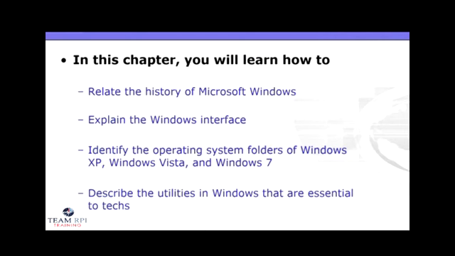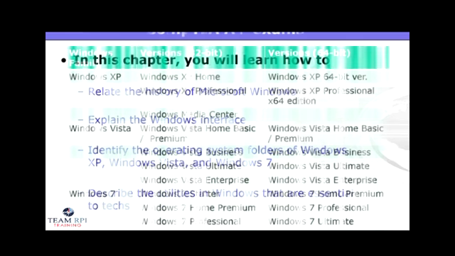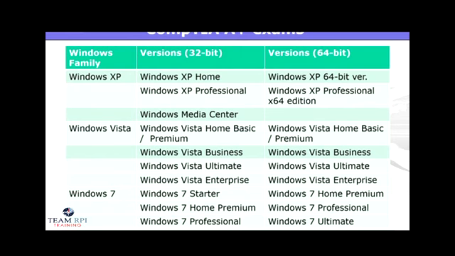We're going to relate the history of Microsoft Windows, explain the Windows interface, identify the different types of operating systems like Windows Vista, Windows XP, and Windows 7, and describe some of the utilities in Windows that are essential to a PC tech. These are the operating systems that you must be familiar with to successfully navigate the A+ exam.